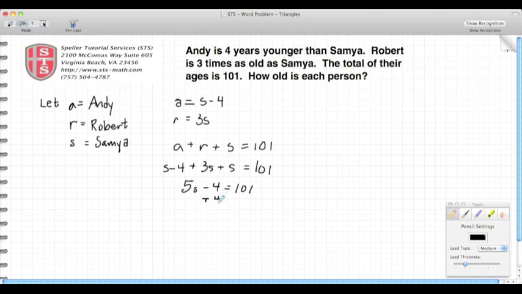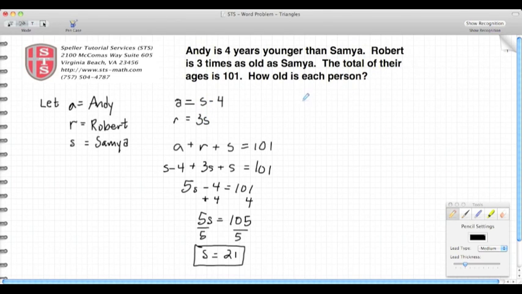Now I need to add 4 to both sides of the equation to isolate that 5S. So now I have 5S is equal to 105. Now I can divide both sides of this equation by 5, and I'm left with S is equal to 105 divided by 5. Well, 5 goes into 10 2 times, and then 5 goes into 5 1 time. So now I know Samaya's age. Samaya's age is 21. So based off of what I know here, I'm going to substitute this 21 for each S that I see in the equations up here.